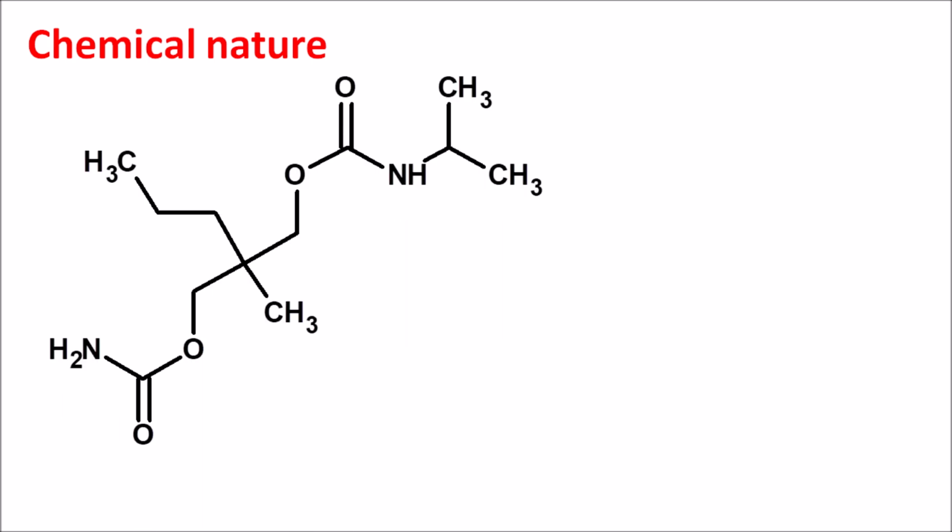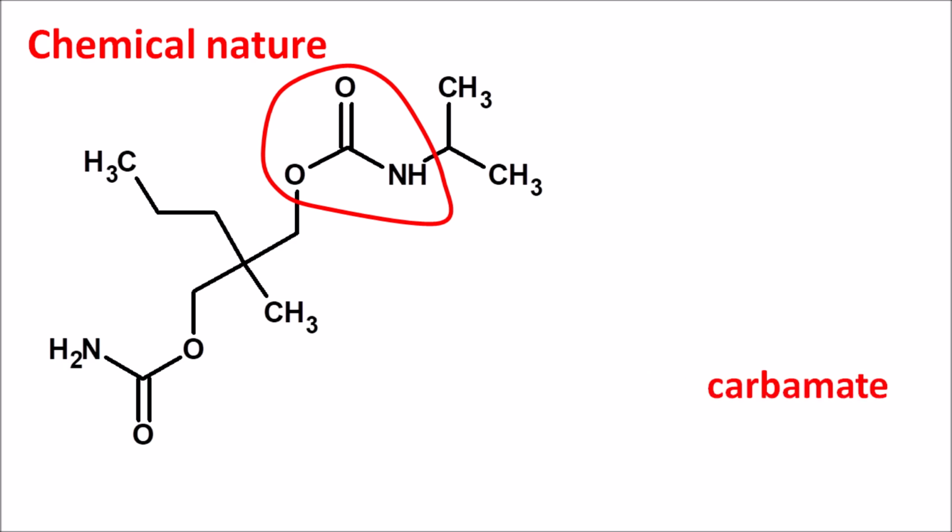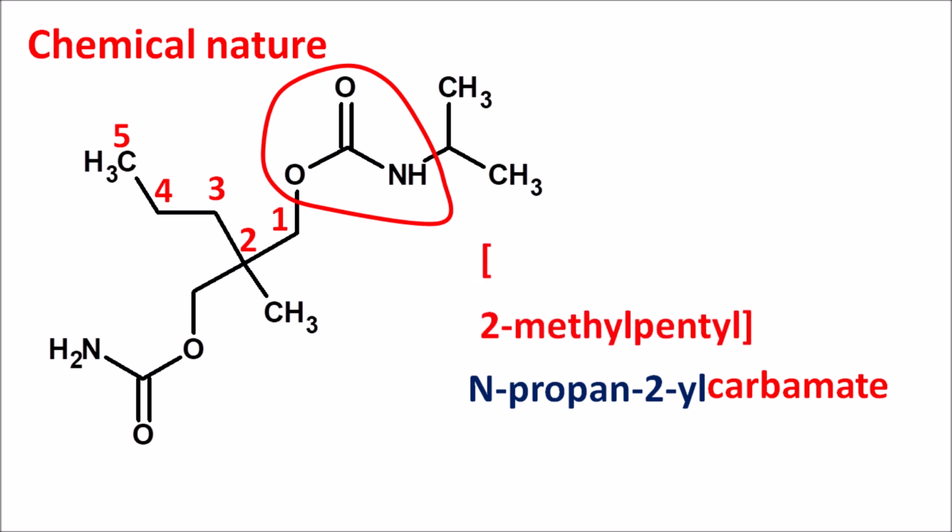Now let us see the chemical nature of this drug. So this is the structure of Carisoprodol, and here we can observe this moiety. This is nothing but the carbamate moiety. On the nitrogen of this carbamate, it is having the isopropyl chain, which can be written as N-propane-2-ol. Now on the other side, we can observe a long chain. Let us give the numbering. This is 1, 2, 3, 4, 5. So this is the pentyl chain, which is having a methyl group at the second position. So we can write this as 2-methyl-pentyl. And again at the second position, it is having another chain which can be written as 2-carbamoyloxymethyl. So that is the complete name of Carisoprodol.